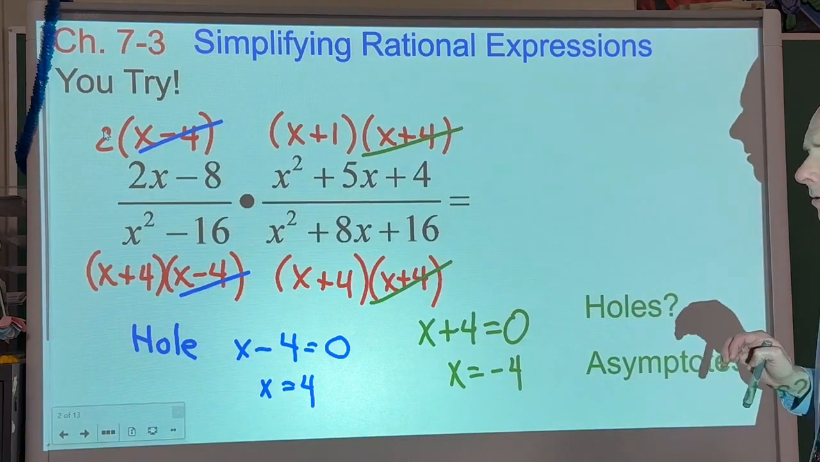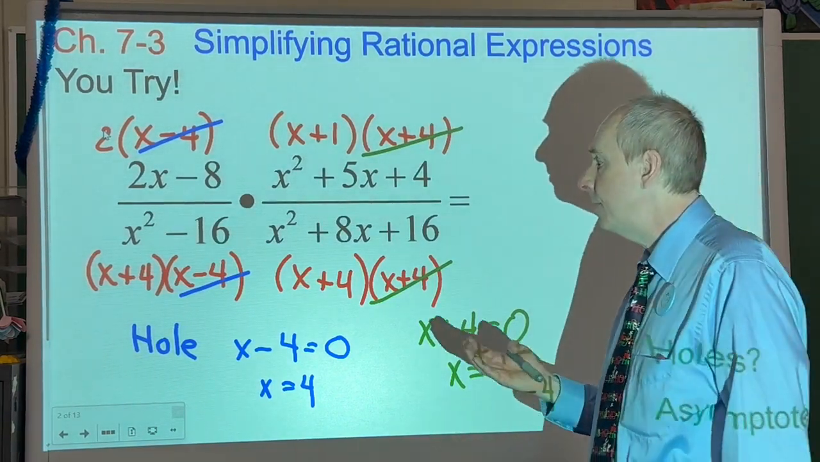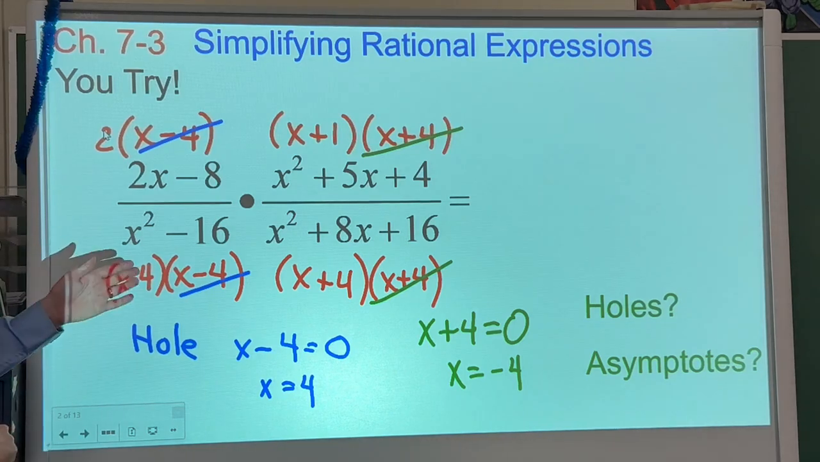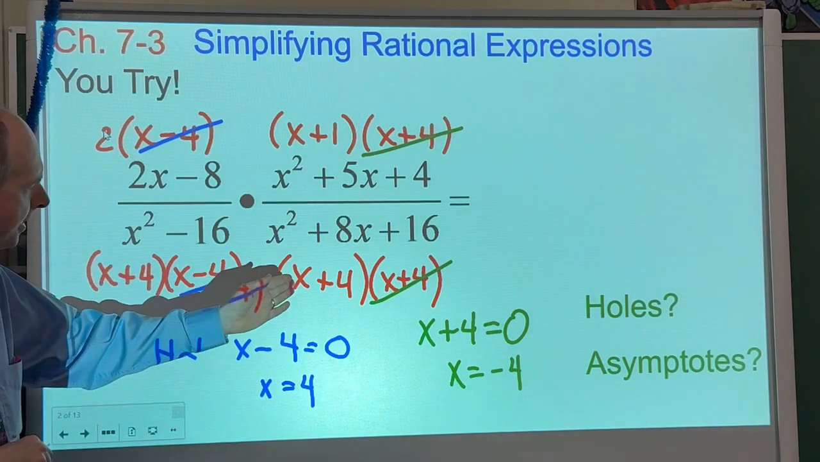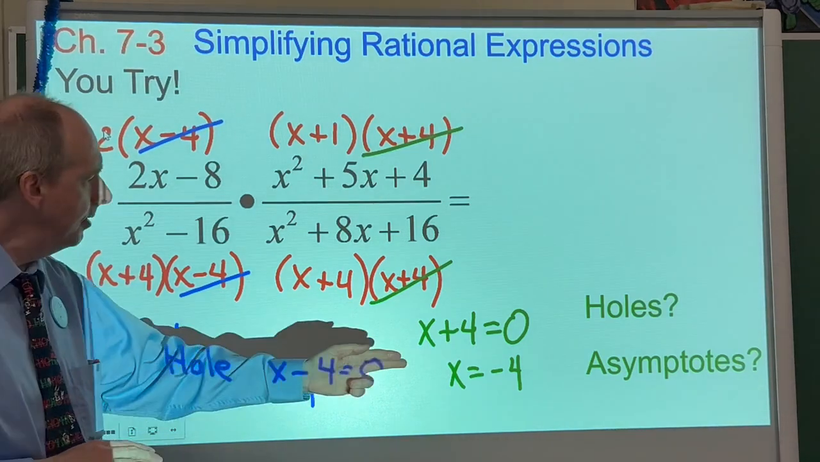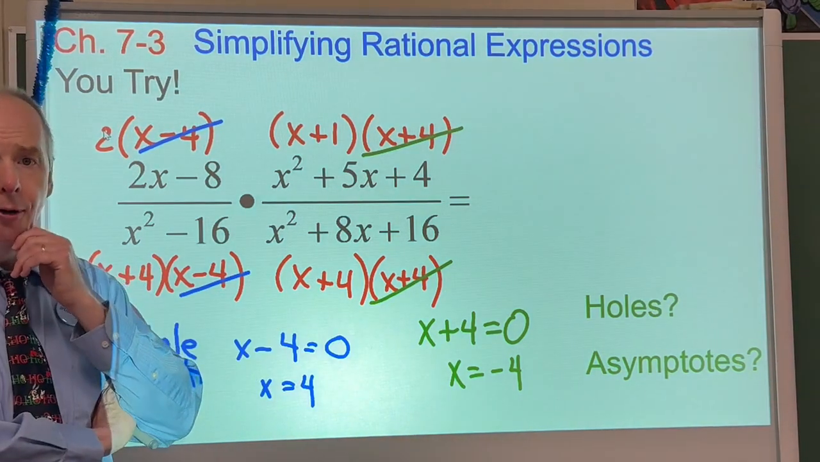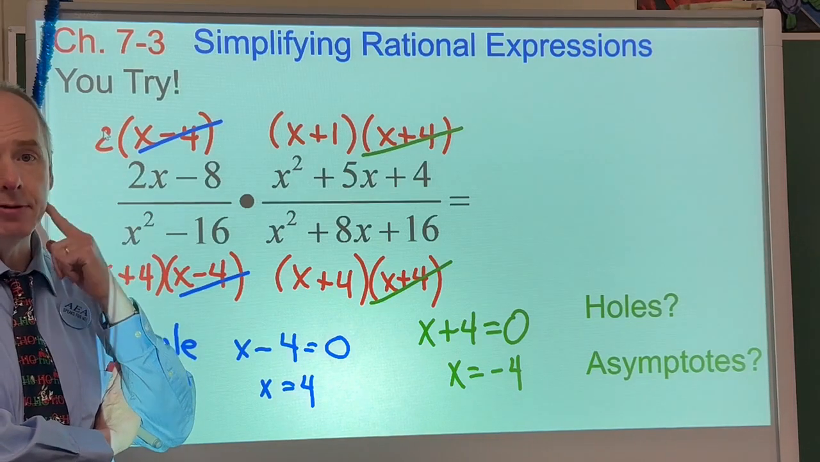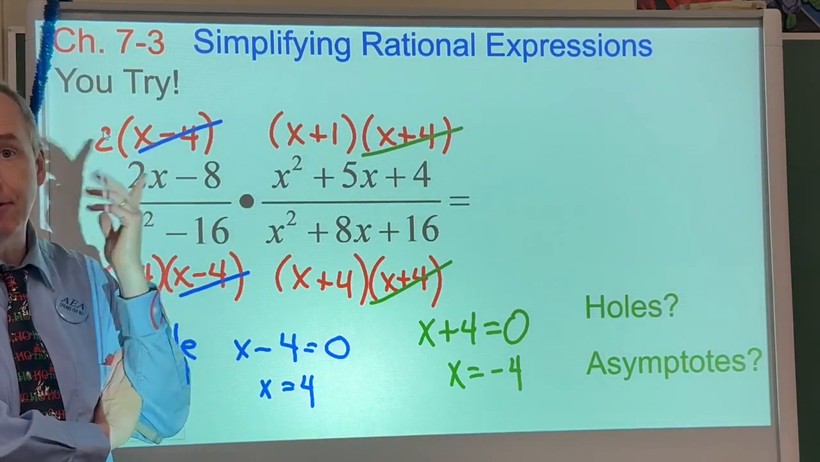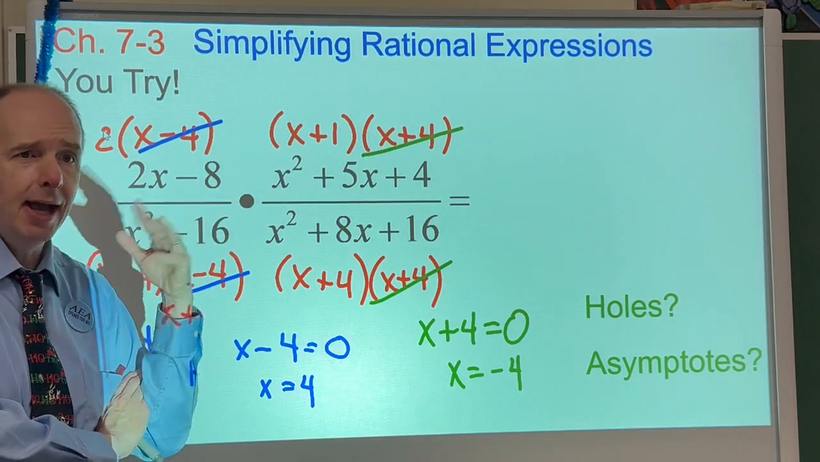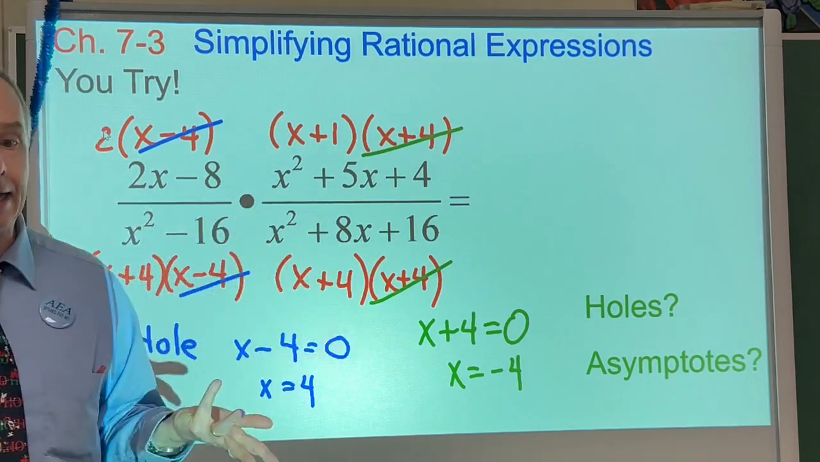Asymptotes occur vertically where the denominator didn't cancel. So x plus 4 and x plus 4. We set that equal to 0. We just did that and said it was going to be a hole. So is it a hole or an asymptote? Can't be a hole asymptote. Can't be an asymptote hole. It's one or the other. Hole or asymptote. I don't know.